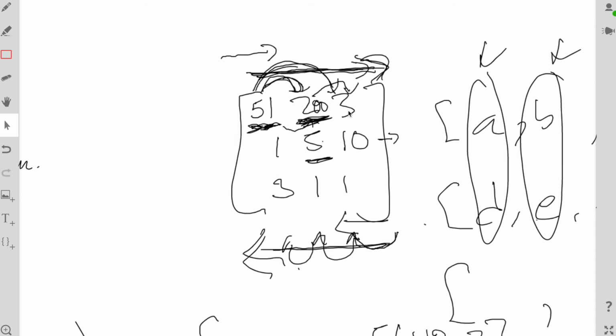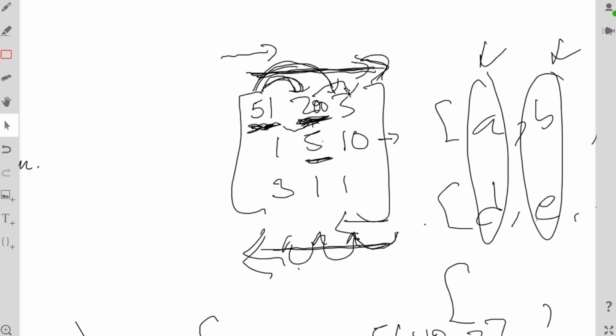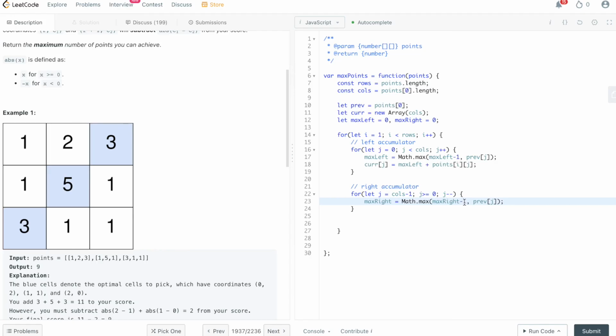So for example, if the largest value that's being brought over is 3 here, then we'd have to subtract 1 and add it to 5, which makes sense. 5 plus 3 minus the offset of 1. So that's why it's max right minus 1. And then we have previous of j, which makes sense. So either we are adding whatever value is being populated from the right side over, or it's previous of j.